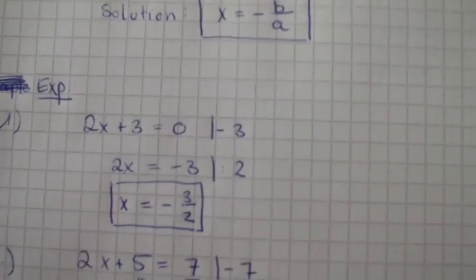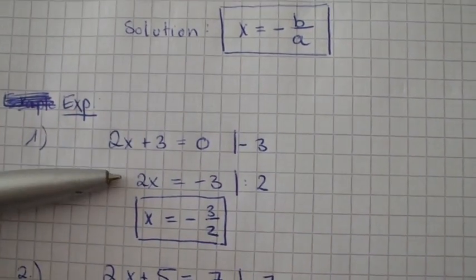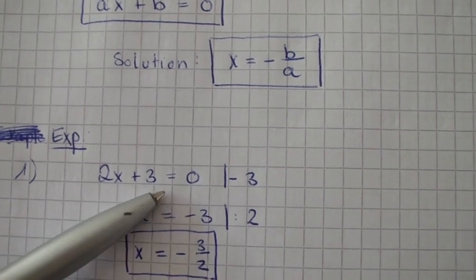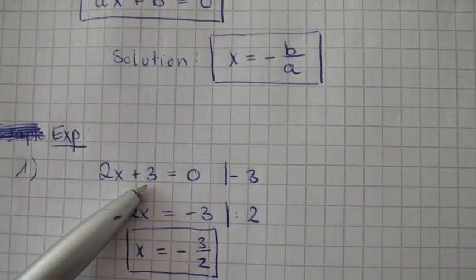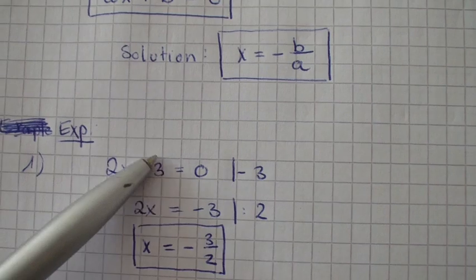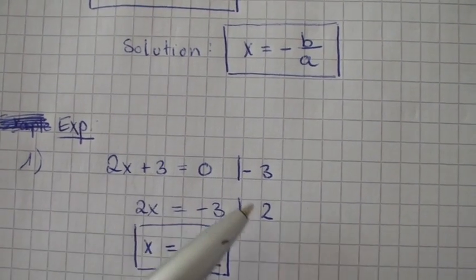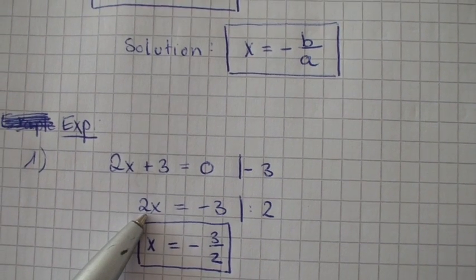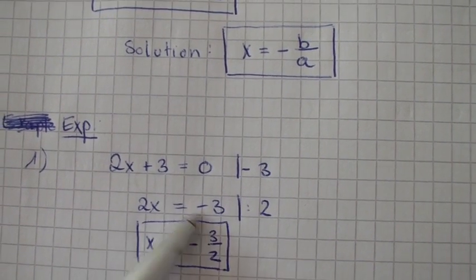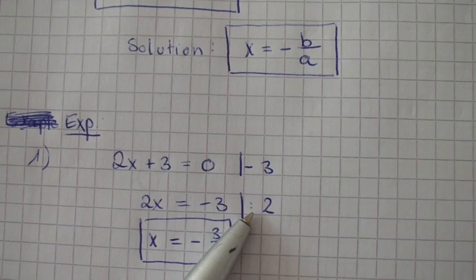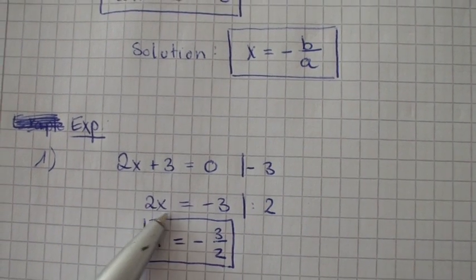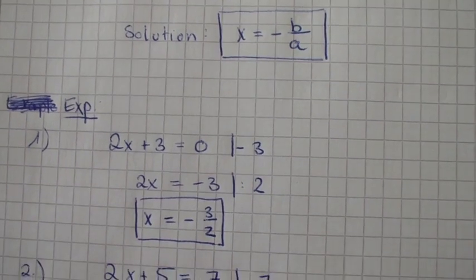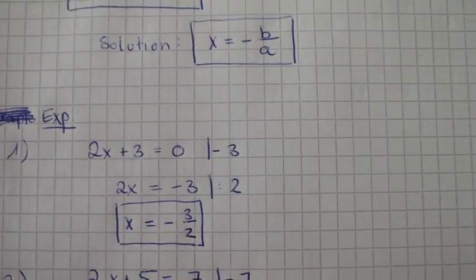Now let's look at an example, a pretty easy example. 2x plus 3 equals 0. First of all, we have to bring the plus 3 to the right, making it minus 3. So we get 2x equals minus 3. We divide by 2, so we only have 1x left. This is the solution. X is equal to minus 3 over 2.